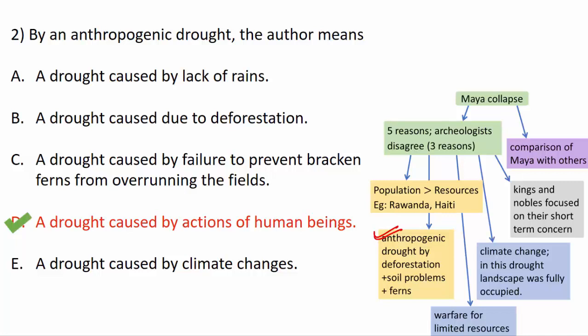If you think about it, all the three reasons mentioned, that is deforestation, soil problems and ferns, were caused by human actions only. We also discussed that anthropogenic drought is drought caused by human actions, as anthropology means the study of human behavior. So either you have to use vocabulary or you will have to guess the meaning contextually. Option E, a drought caused by climate changes. No, this is altogether a different reason.